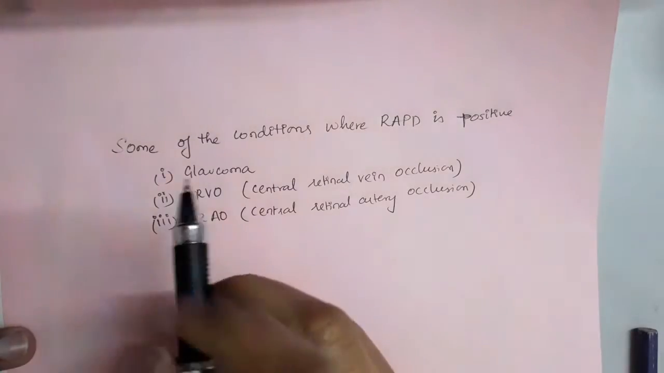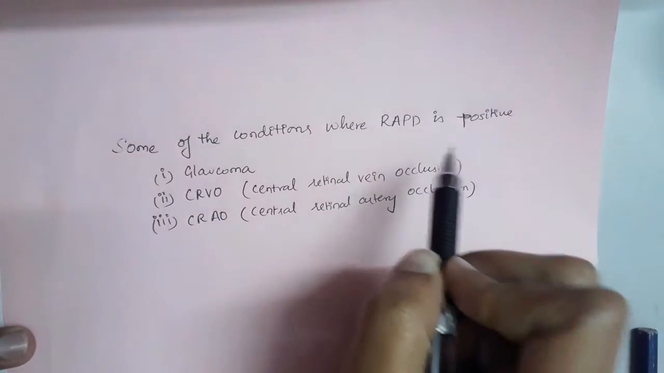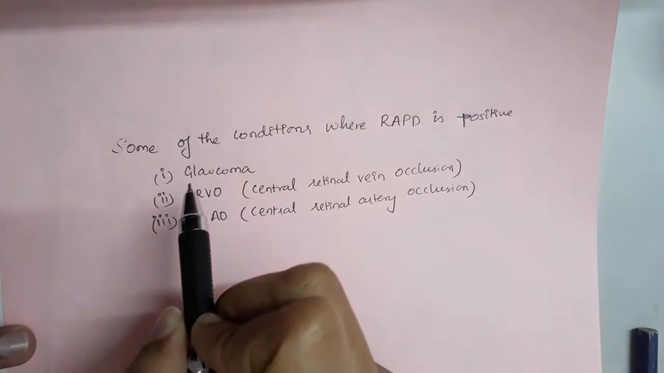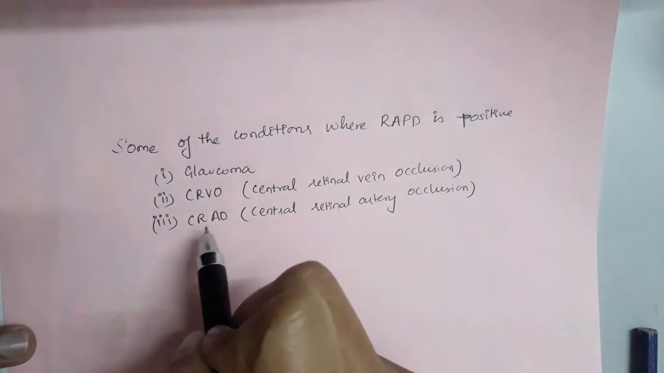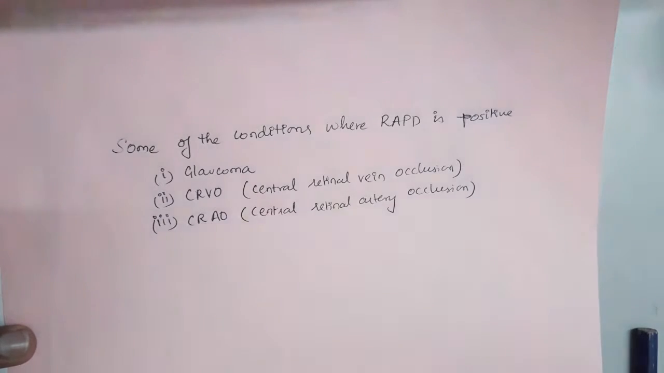Some of the conditions where RAPD is positive are glaucoma, CRVO (central retinal vein occlusion), and central retinal artery occlusion. In these conditions, there will be damage to the afferent nerve fibers, which will cause RAPD to be positive.